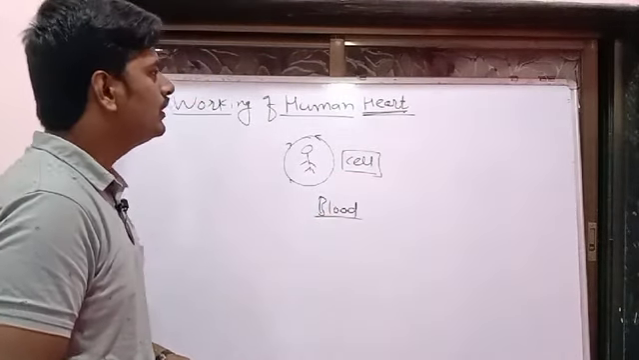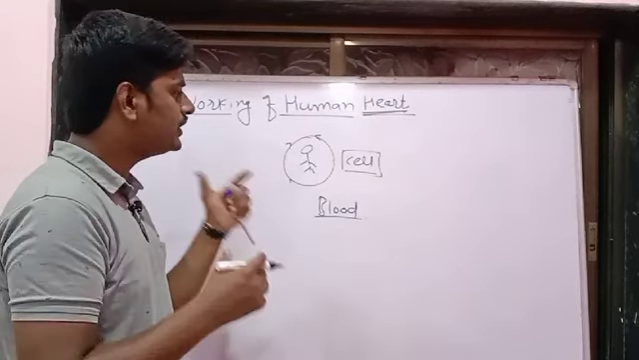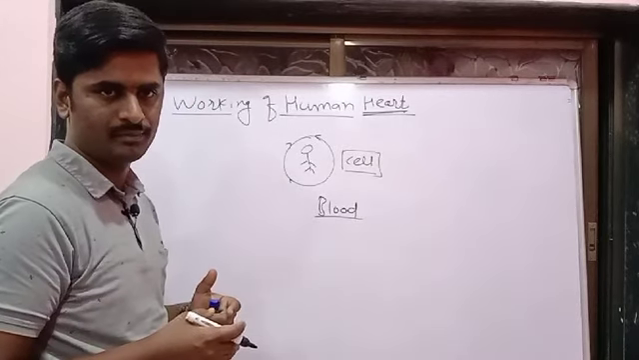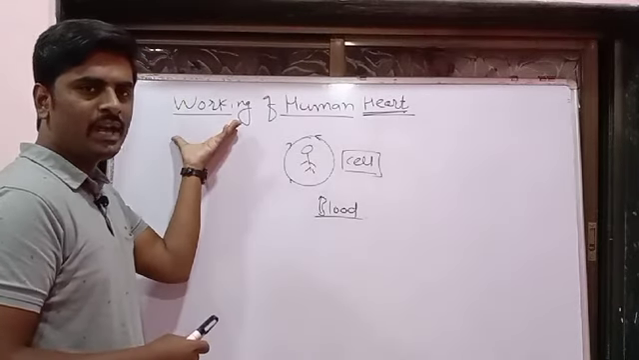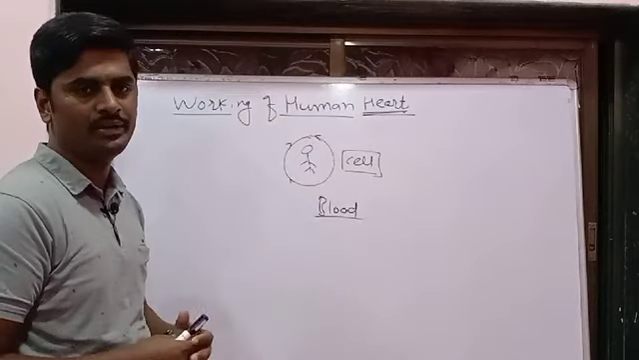Okay, so the heart is the main pumping organ. It supplies oxygenated blood to each and every type of cell as well as tissues. Okay, so in this class, now we are going to discuss the exact working of the human heart.